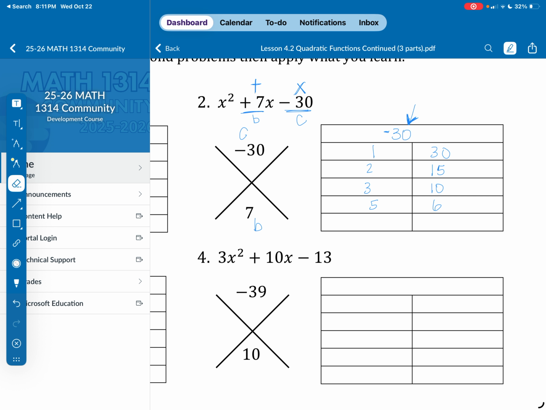Well, obviously, if I take negative 1 plus 30, that gives me 29. And if I take 1 plus negative 30, that gives me negative 29. So I'm not going to use 1 and 30.